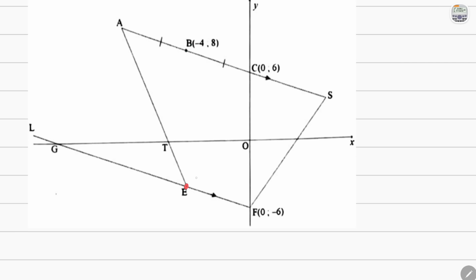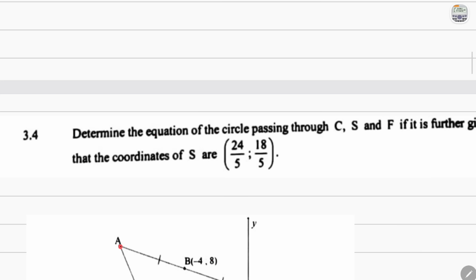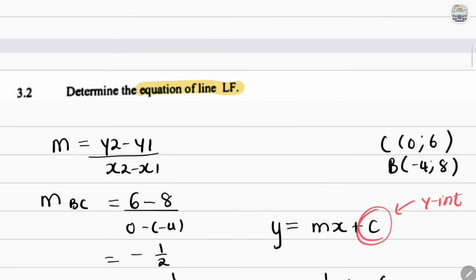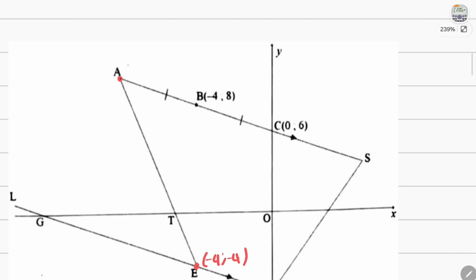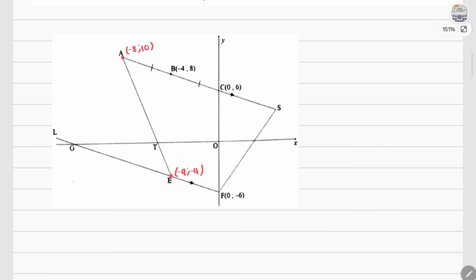Like, I know E now is negative 4 and negative 4. We found A as well. Okay, A, that was the first question. What was that? Negative 8 and 10. So I'll just put that in. I'm not sure if it's going to help, but let's see. Okay, so this is what we have so far.